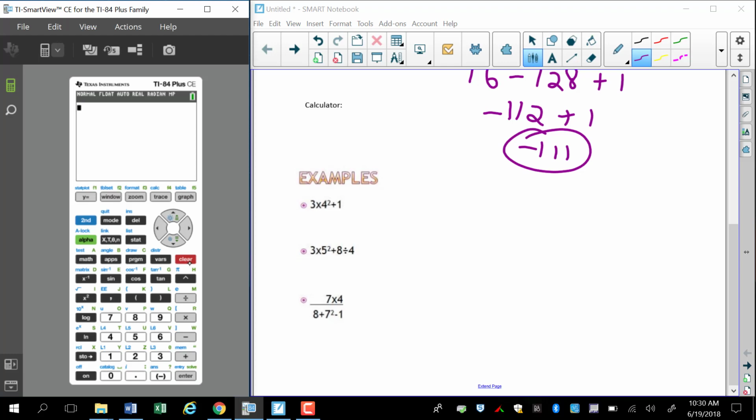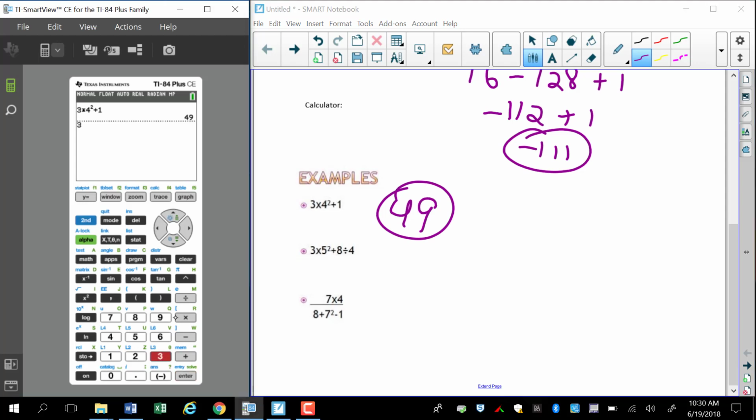Now, just to save time, I'm going to do these directly on the calculator rather than move left to right. So the first one, 3 times 4 to the power of 2. Remember, move over to the right to get this down so it's not stuck up there. Plus 1 should give you 49.